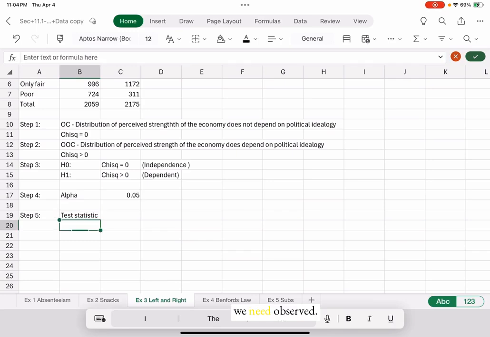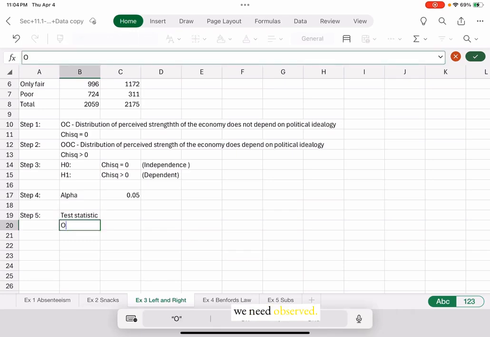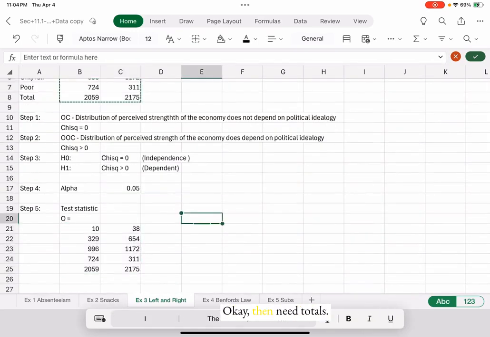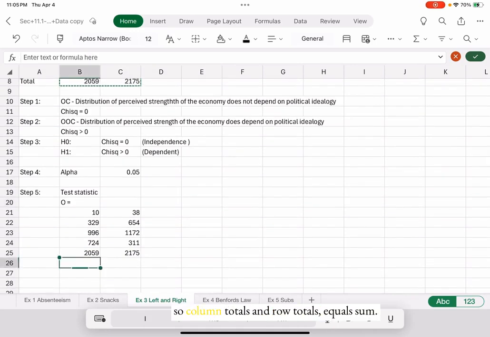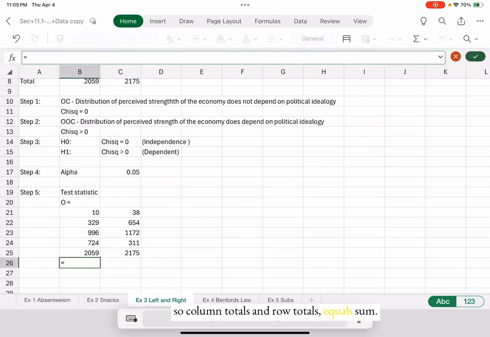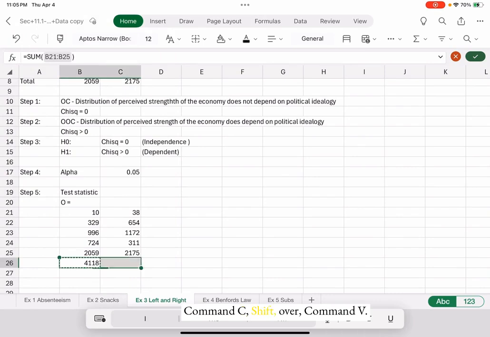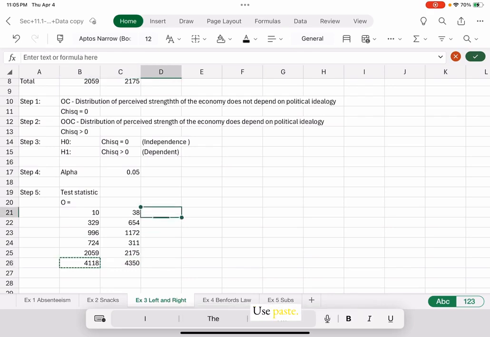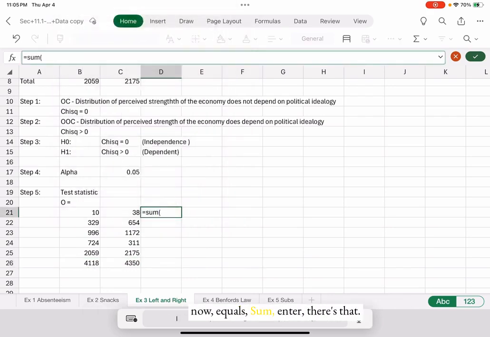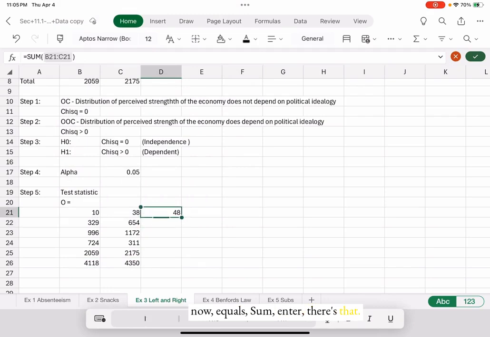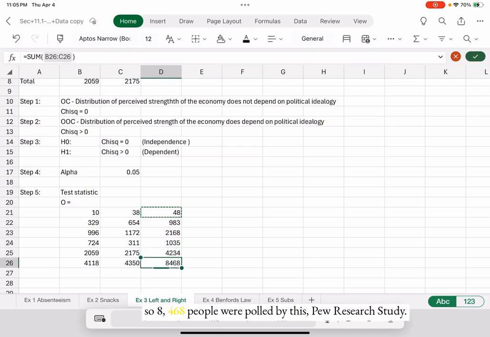Step 5. This is the test statistic. We need observed, and those are here. Okay, then I'm going to need totals. So column totals and row totals equals sum, enter, Command C, shift, over, Command V, paste. Now equals sum, enter, there's that, Command C, Command V, one more, Command V. So 8,468 people were polled by this Pew Research study.